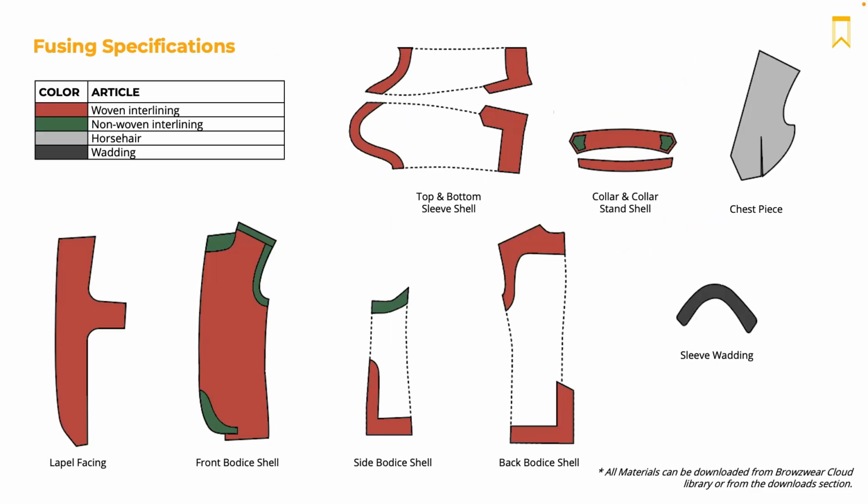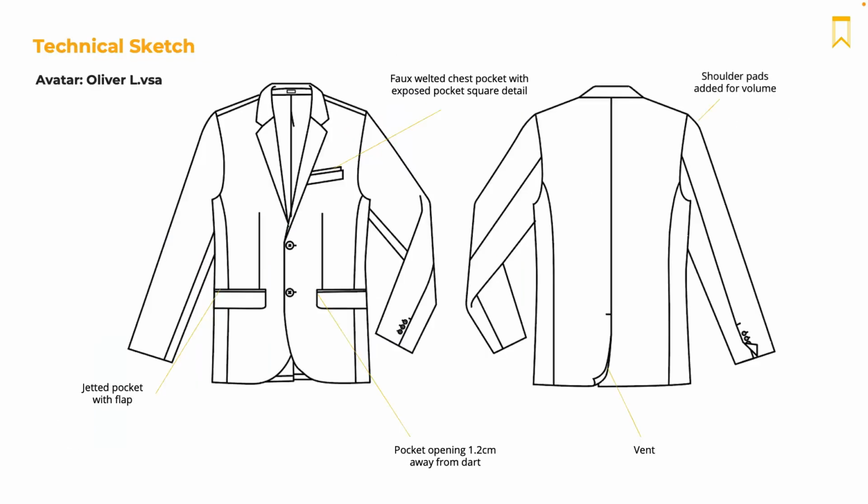This means that there should be interlining patterns to attach to the shell, as well as a chest piece to stitch on. For the lapel facing, front bodice, and collar patterns, the whole block will be fused, while the other patterns are only partially fused. All these patterns can be prepared in 2D CAD software or in VStitcher. The correct shoulder pad for our jacket construction is also added to give a better shape to the shoulder and armhole.